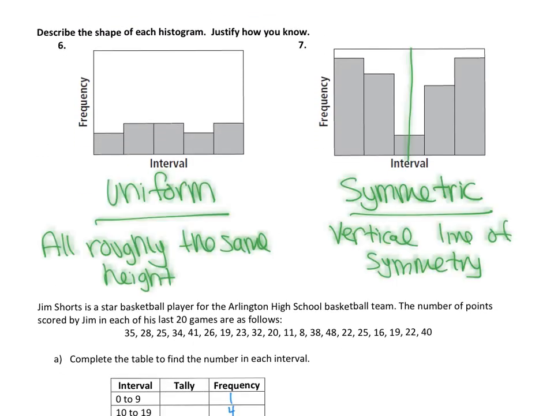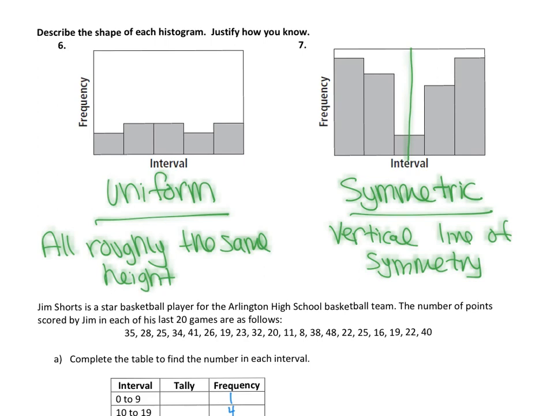All right, let's look at questions 6 and 7. 6 and 7 ask you to describe the shape and explain how you know. So I would say that in 6, it's uniform, and it's because all of the bars are roughly the same height. In 7, I would say it's symmetrical because if I drew a vertical line, each side is pretty much a mirror image of each other.